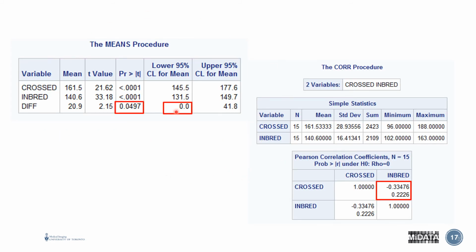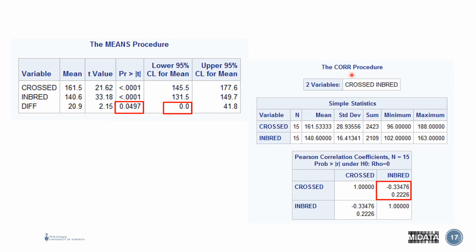For the means procedure, of course, you're only going to look at the difference tested against 0. You can see here the probability is 0.0497, so just barely significant, with your confidence limits. This one actually includes 0, but that's just a decimal. This is actually less than 0.05, so it would not contain 0. So be careful with that. We just asked for 1 decimal, and that's the reason it looks like 0, but it's not.